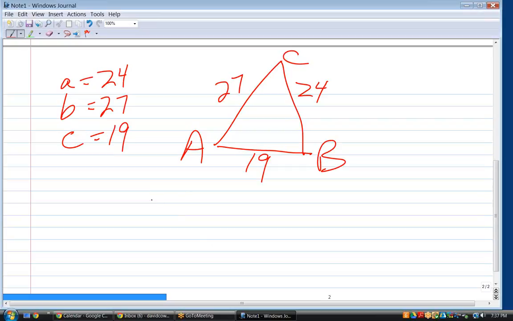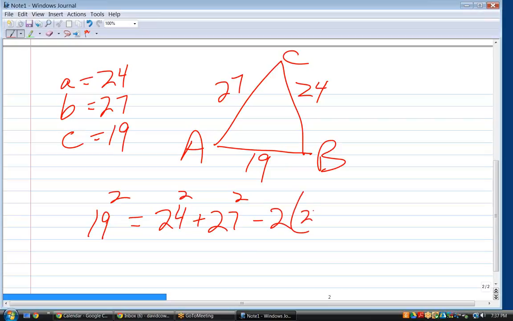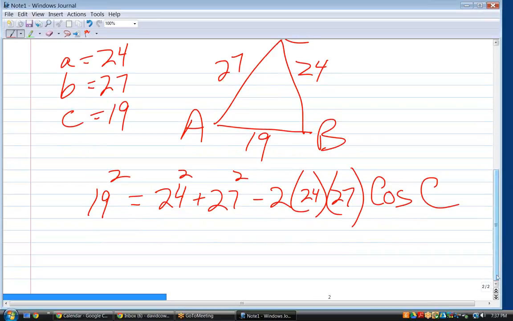So it would be 19 squared equals 24 squared plus 27 squared minus 2 times 24 times 27 cosine C. There's only one unknown in that equation, and that's C. So we'll be able to solve for it.